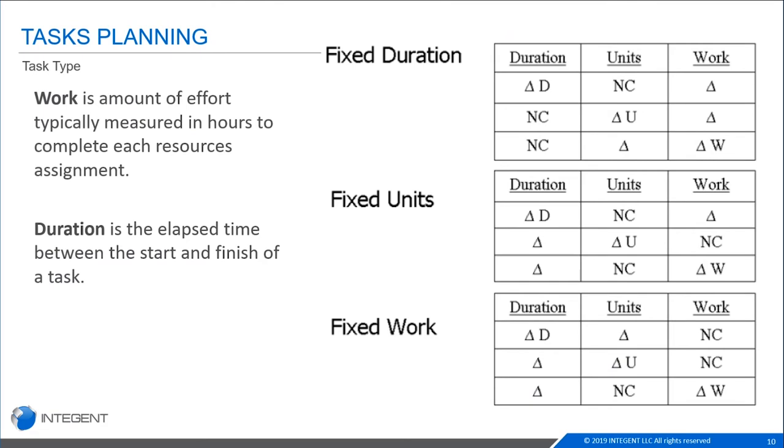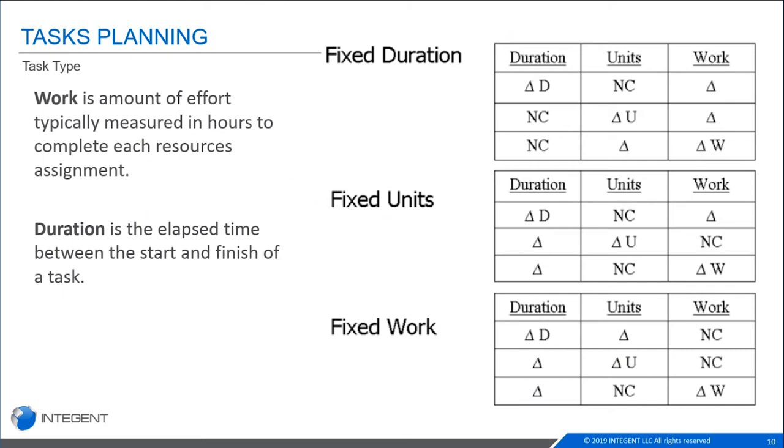The three different task types here, we have fixed duration, fixed units, and fixed work. The word fixed is very important here. This is what is going to stay constant. These three pieces work together as kind of a triad or triangle to say what is going to stay consistent and what is going to change once you add things like resources to your task, or you update your duration to be twice what it originally was.